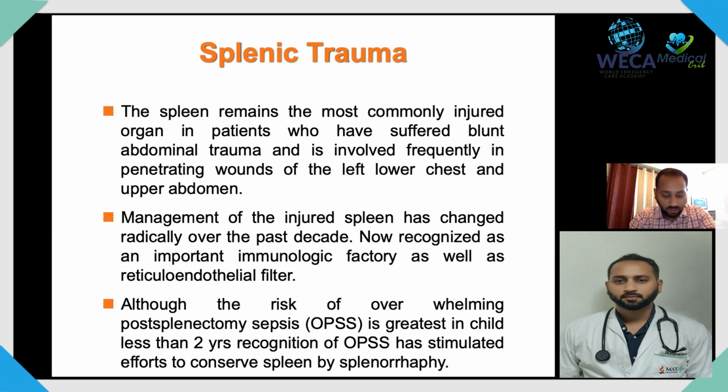Now, since the spleen is recognized as an important organ in the immune system of the body, as well as the RE filter, splenectomy is usually avoided in children less than 2 years, in recognition of the overwhelming post-splenectomy sepsis, that is OPSS. So usually in children less than 2 years, any sort of splenectomy would usually be avoided, and we try to conserve the spleen by splenorrhaphy.